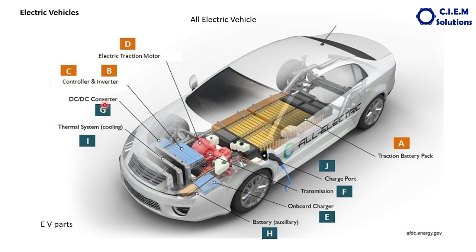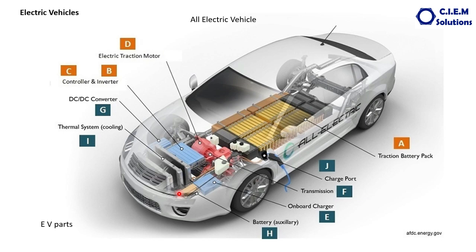Next one is the DC-DC converter. To charge this 12-volt battery, a step-down converter is required. So the DC power is coming here with 300 or 400 volts and it is stepping down to 12 volts, and then the battery gets charged.